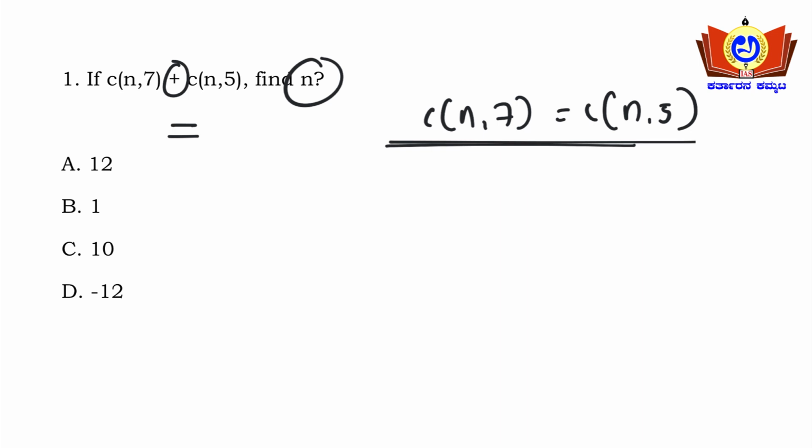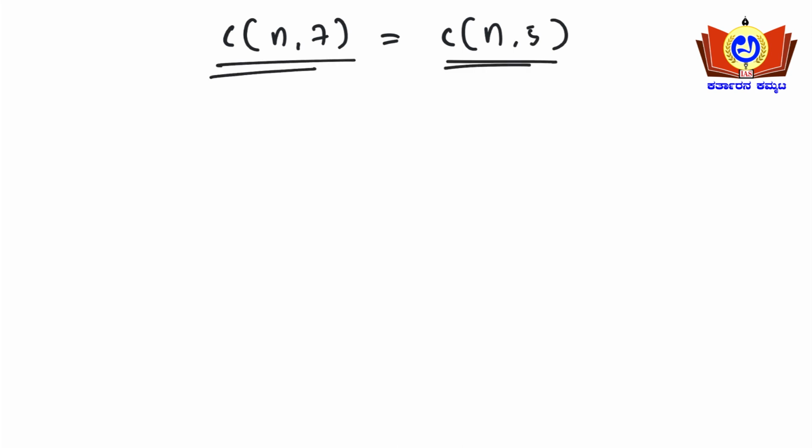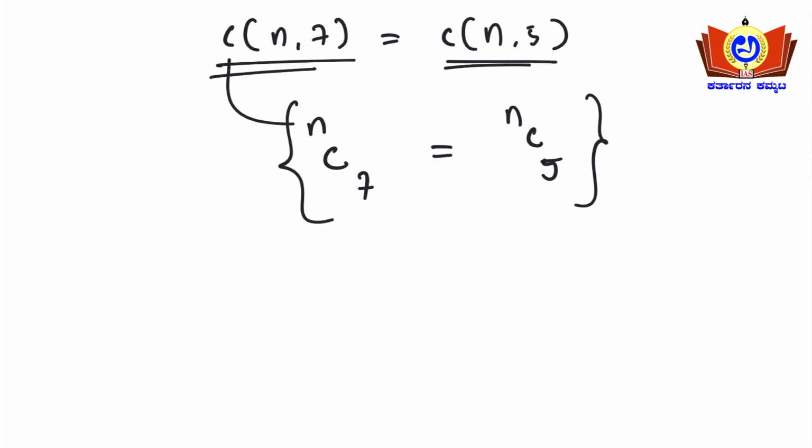So C of n comma 7 is equals to C of n comma 5. Then find n. What is n here? In the next page I'll be solving the question. Given C of n comma 7 is equals to C of n comma 5, this can be written as nC7 equals nC5. If these two are equal, then what is n? We need to find n. This is a simple question here.